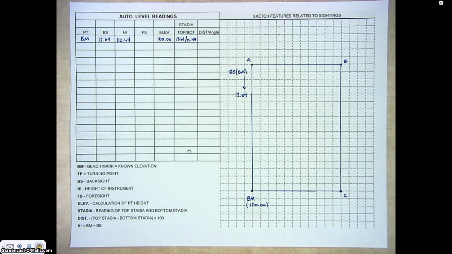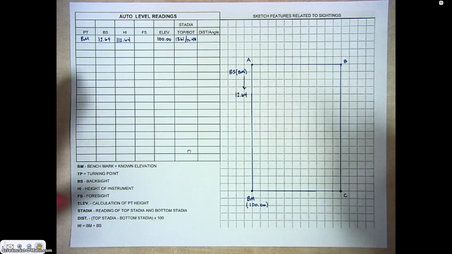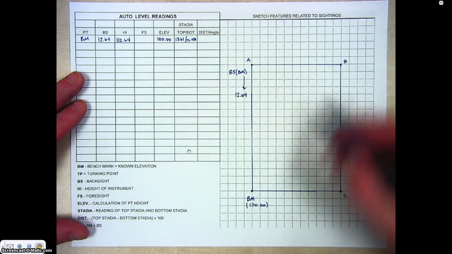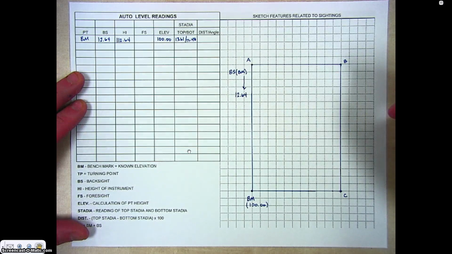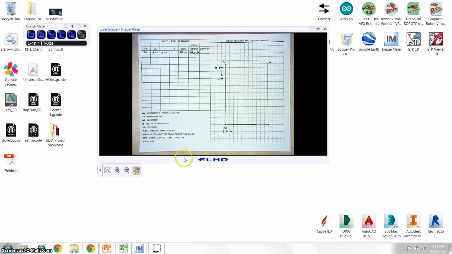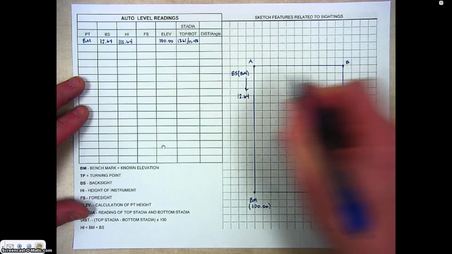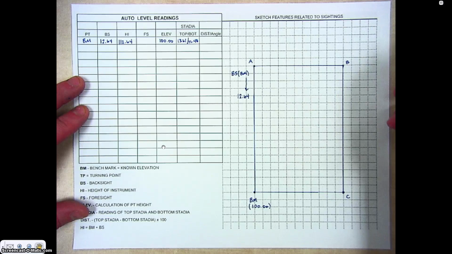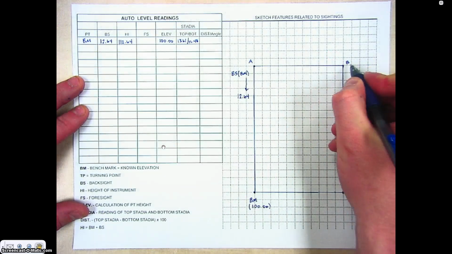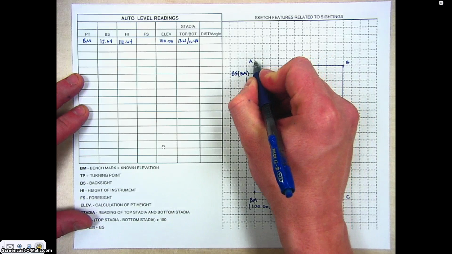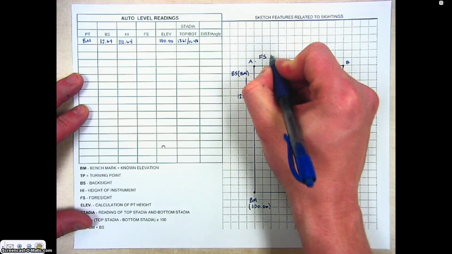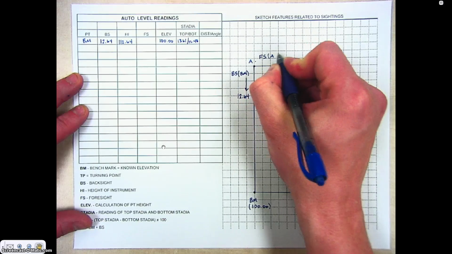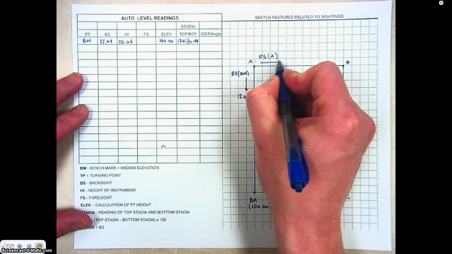Okay. The next step that we will need to do is move the rod from the benchmark to location B. Then we would put a flag at location B, and we would take our foresight from point A. And so this is going to be the foresight to point A. And I'll go ahead and draw my arrow this way.